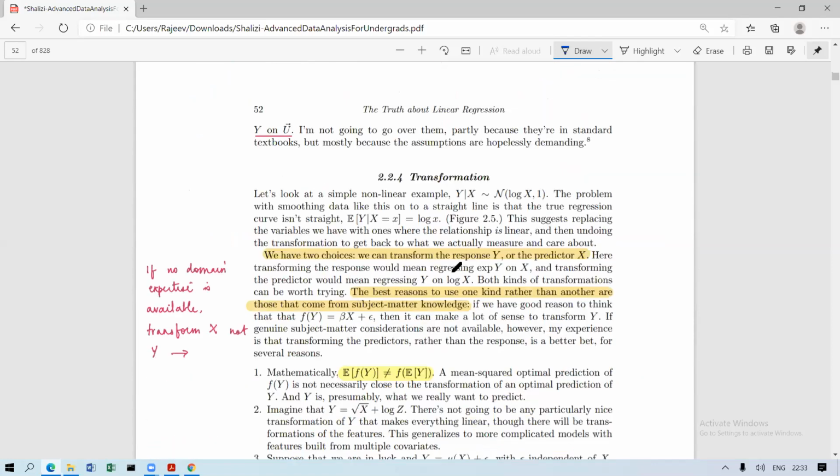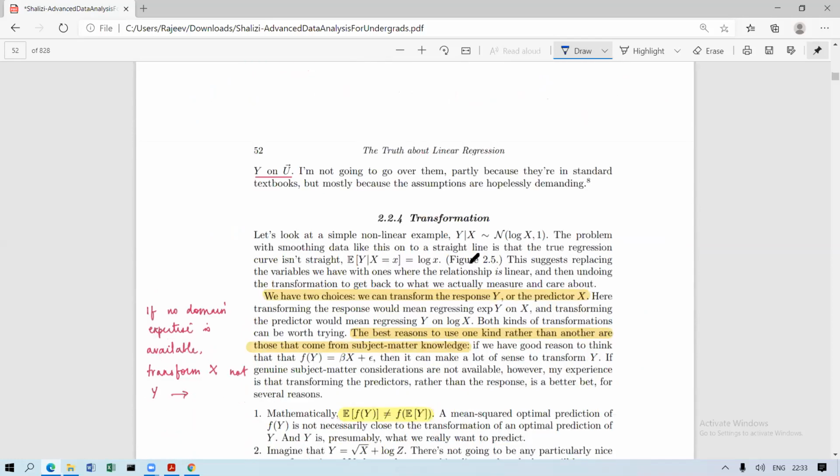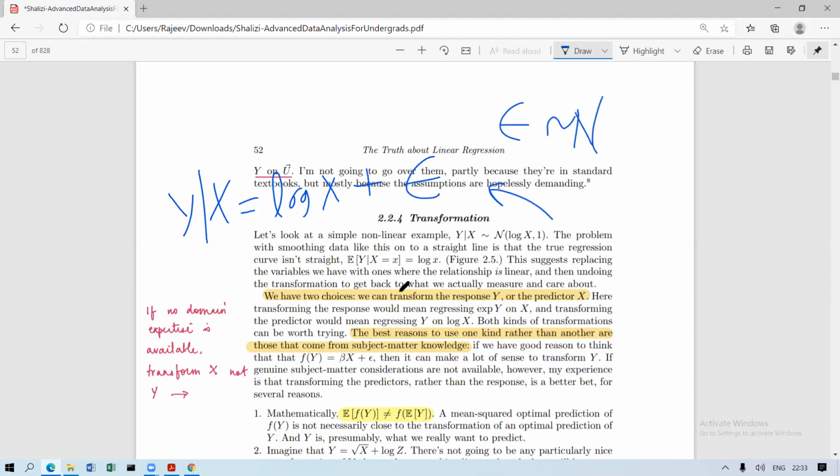This is an interesting part. So here, say y given x can come from this model, log x plus epsilon. You can always write this in terms of this, where epsilon is standard. These both are the same things.